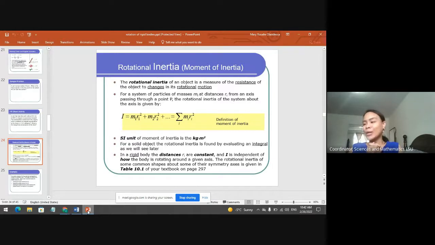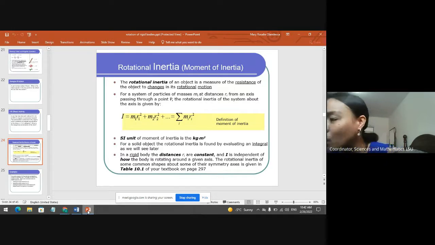All right, so moving on, we have also rotational inertia. We also call this the moment of inertia. Rotational inertia is the measure of the resistance of an object to change in its rotational motion. It will resist the change in rotational motion. There are objects that are hard to rotate, and that is the moment of inertia.